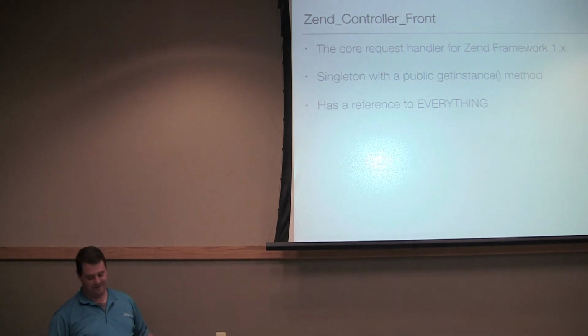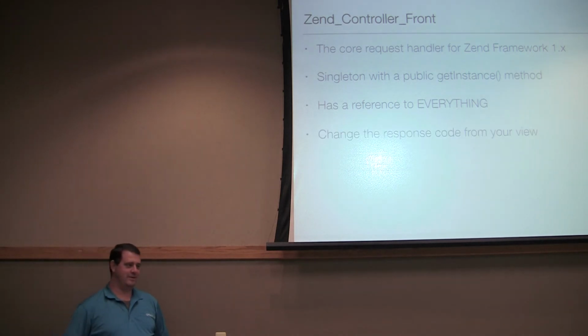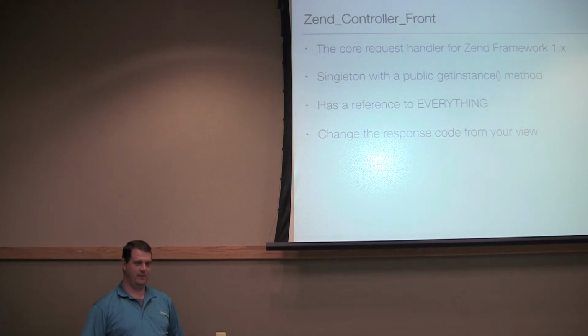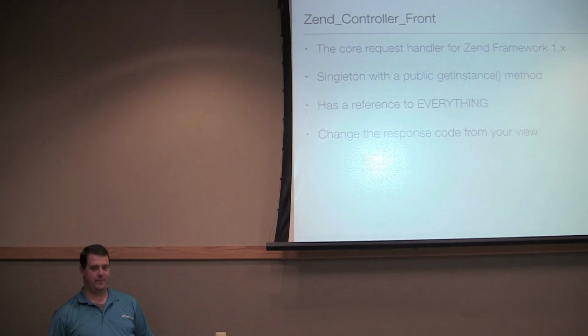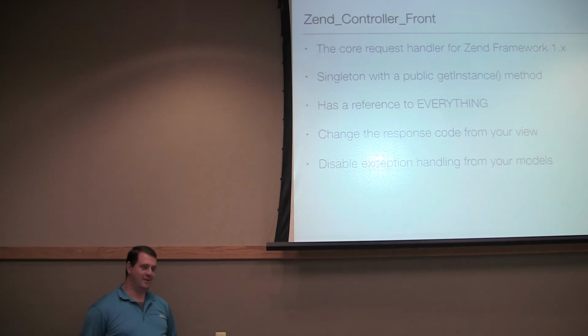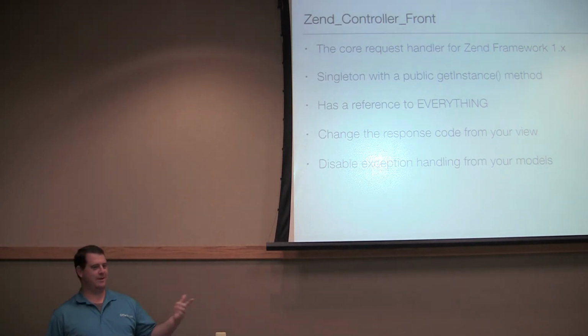So, things this lets you do. You can, in your view, decide to change the response code of the response you sent back. So, in an HTML file with PHP in it that's a template, you can say Zend_Controller_Front::getInstance()->getRequest() and set the response code. In your view. That's not MVC. That might as well be spaghetti code. You can disable exception handling from your models. You can say Zend_Controller_Front getInstance, getRouter, throwExceptions false, or something like that.